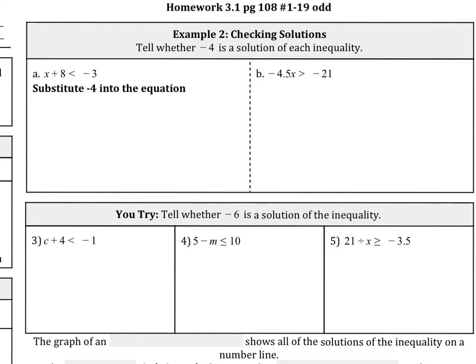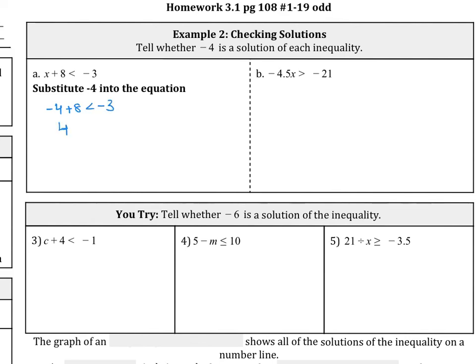Letter A. So you're going to substitute negative 4 for x and see if it is true. If it is true, then it's going to be a solution. And if it is false, then negative 4 is not going to be a solution. So we're going to plug in x equals negative 4 and see if it is true.